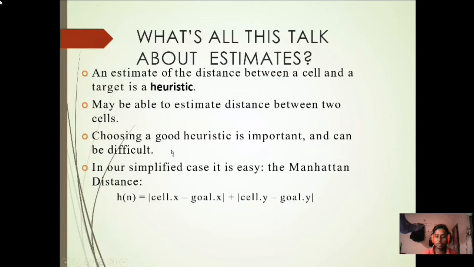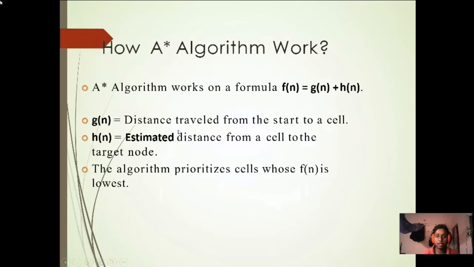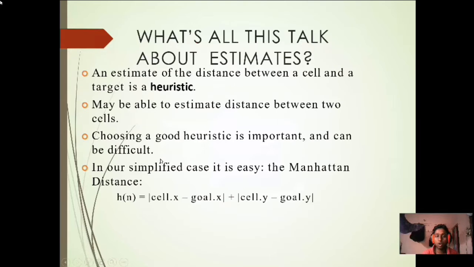So how is the estimation calculated? In the previous slide I told you that h(n) is calculated using the estimated distance from the cell to the target node. So how is the estimation calculated? Basically, the estimated distance between the cell and the target is called the heuristic. So how is it calculated? It is calculated using the Manhattan distance.